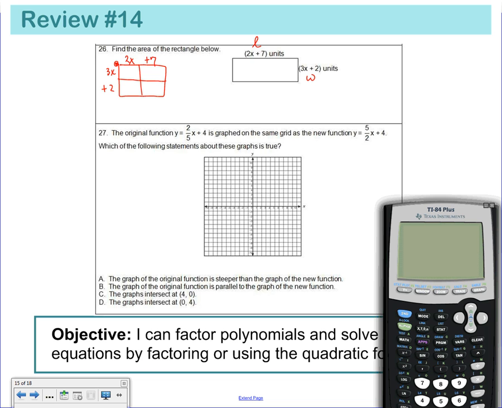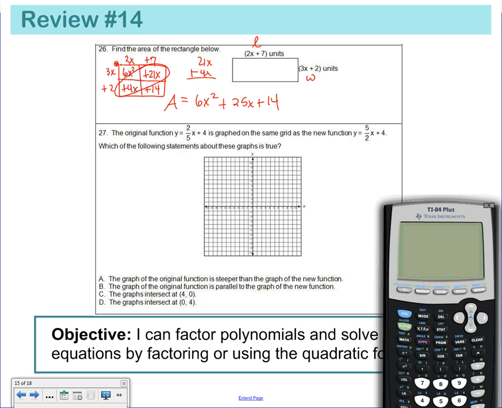Now let's multiply them. 2x times 3x is a 6x squared. 7 times 3x, that's a positive 21x. 2x times 2, that's a positive 4x. And 7 times 2 is a positive 14. The area then, let's take it out of the box. We have 6x squared. We'll combine 21x plus 4x gives me a 25x, so this will be plus 25x, and then plus 14 is the area of the rectangle in terms of x.